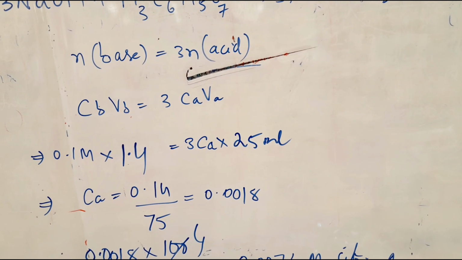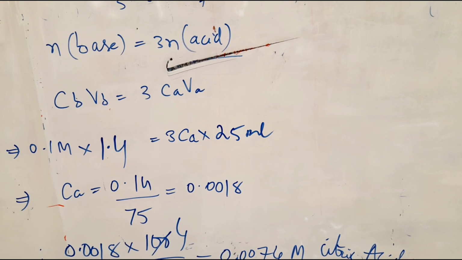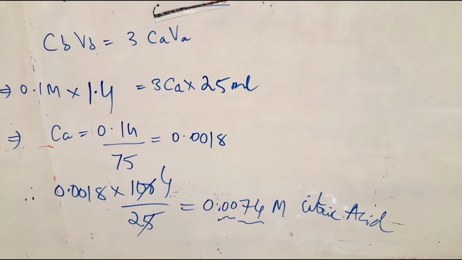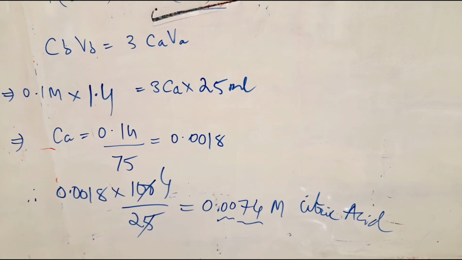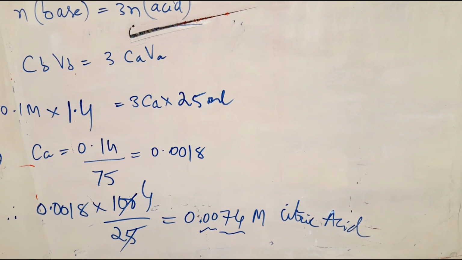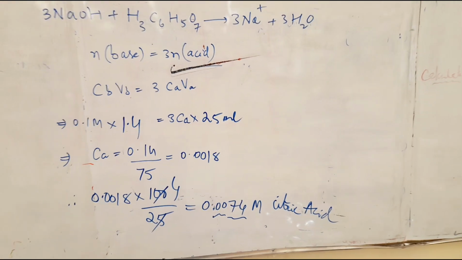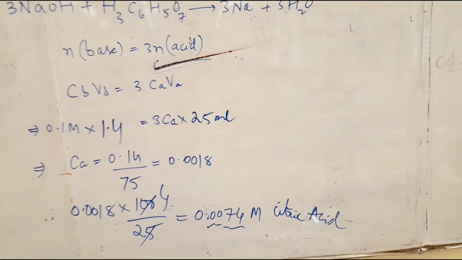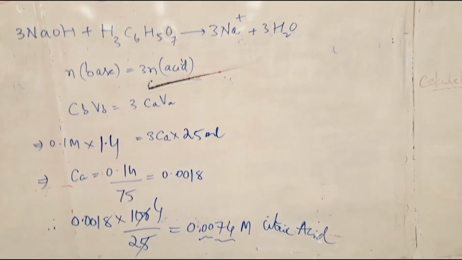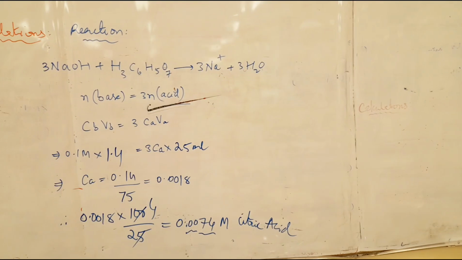Now the concentration of acid is equal to 0.14 by 75, that is equal to 0.0018. We took 25 ml of the sample from the 100 ml flask, so 0.0018 into 100 by 25 is equal to 0.0074 molar citric acid. That means a very small amount of citric acid, 0.0074 molar, is present inside the sample that we have taken for analysis. This is about the determination of citric acid from the wine sample. Thank you.